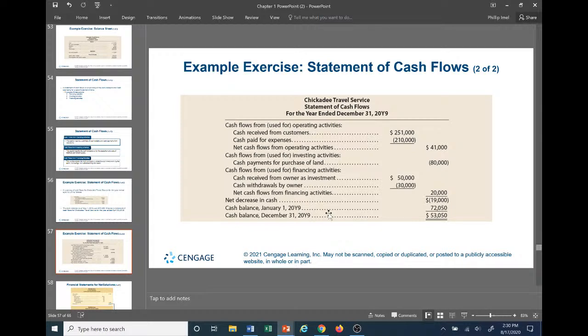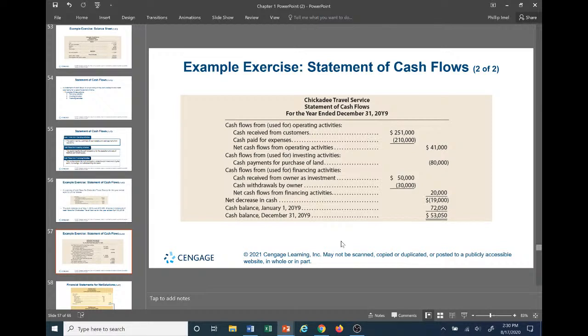So we see cash payments for the purchase of land. Obviously, that's an investment in a fixed asset, in land, in the property. So that's going to be a cash outlay or cash outflow, cash used for investing activities. So right here, so cash payments used for purchase of land is $80,000. So there's that. Now let's look at the financing activities. Cash flows from or used for financing activities. Cash received from an owner as an investment. That's $50,000. So obviously we know it's a source with an owner. Cash received from an owner as an investment. That's $50,000. That's a financing activity.